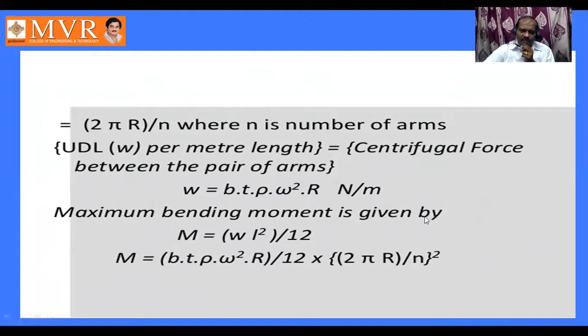Maximum bending moment is given by M is equal to W into L square by 12. M is equal to B T rho into omega square into R. So this is a mathematical relation once again that we can obtain, because if we substitute the W value here, we are going to get (2 pi R by n) whole square. All of you observe this slide once again, students. Substitute the centrifugal W value in this maximum bending moment.